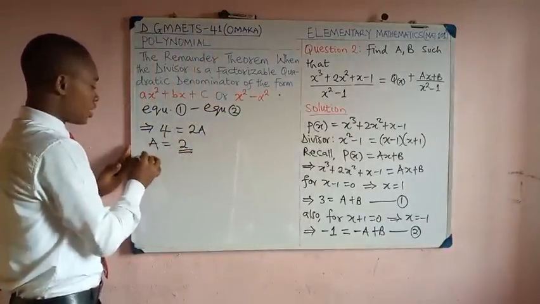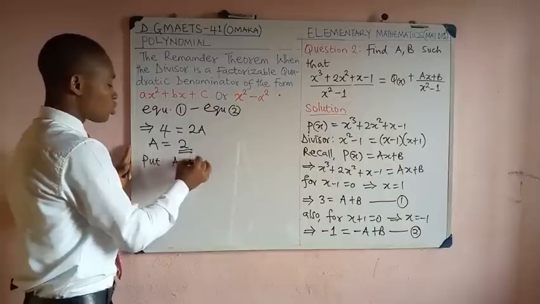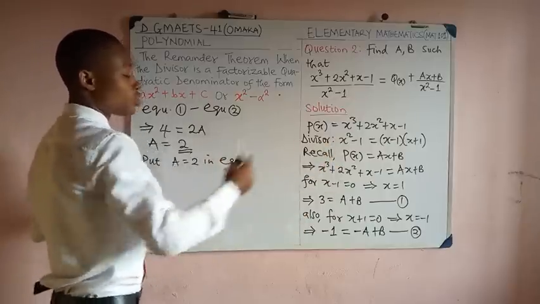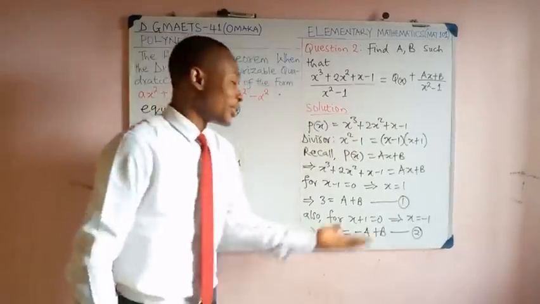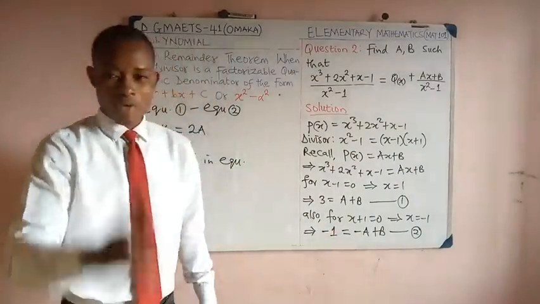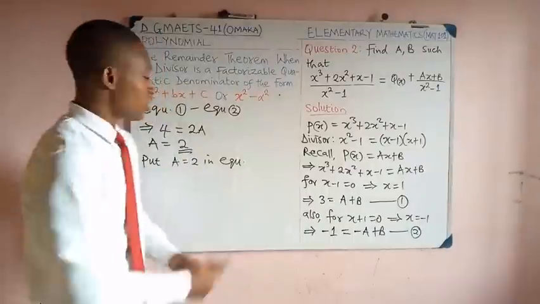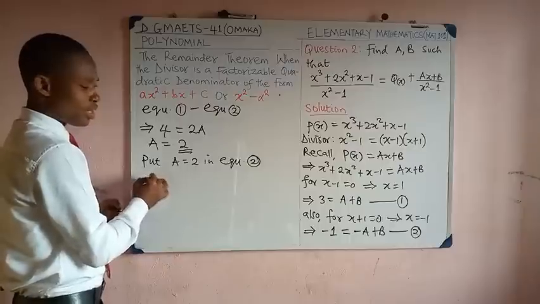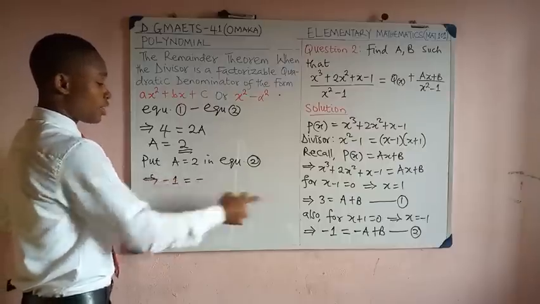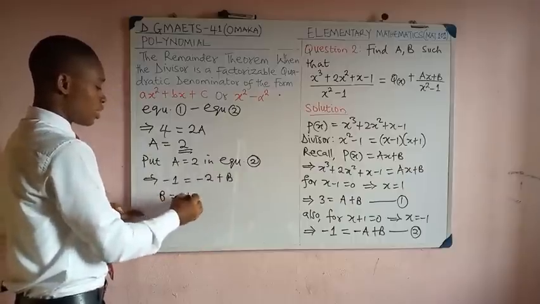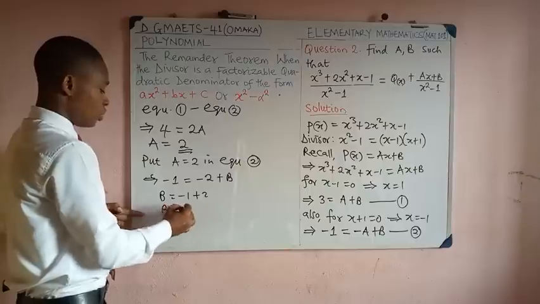Having obtained a, I can now get my b. Put a equal to 2 in equation. You can use any of the equations you like. You can use equation 1, you can use equation 2. If it is in the examination hall, using equation 1 will be fairer than using equation 2 because of this minus. However, I'd like to use equation 2 here. Is that okay? So let me say substitute a equal to 2 in equation 2. So that's going to give us minus 1 equal to minus, in place of a you put 2, then plus b. Solving for b, b will be equal to minus 1 plus 2. And then the value of b will give us 1.